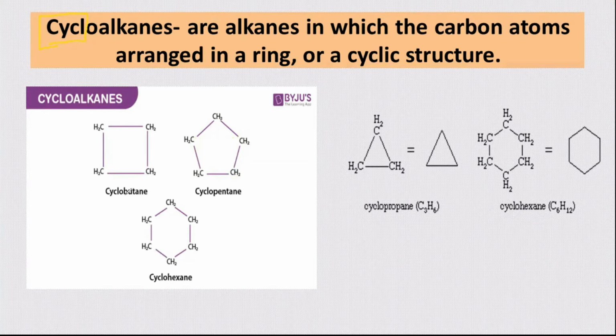For example, this one, butane. Since that is a cycloalkane, we add the prefix cyclo. Cycloalkanes are also known as non-polar, and they have low melting and boiling points.